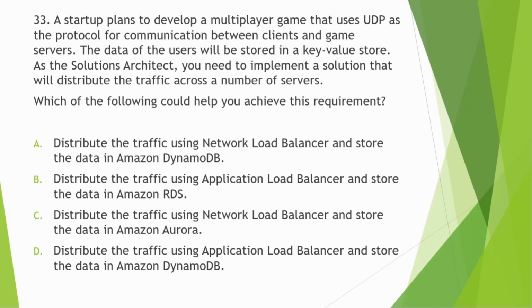Okay, and the protocol is UDP. UDP comes under network layer protocol. So the correct answer is definitely distribute the traffic using network load balancer and store the data in DynamoDB. Now B and C, why are they wrong? Because RDS and Aurora are not key value stores. Okay, and D is wrong because the protocol is UDP. When you have UDP and TCP protocol, the answer will always be network load balancer, because UDP is layer 4 traffic. That is why you will use network load balancer.